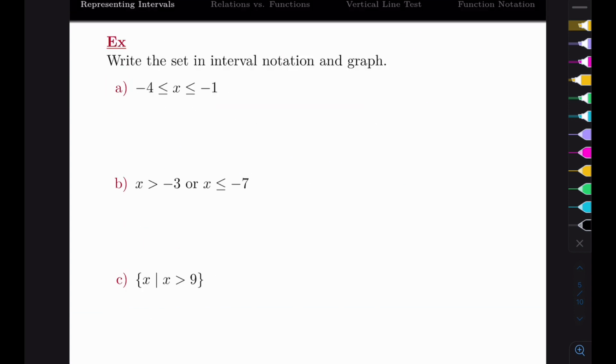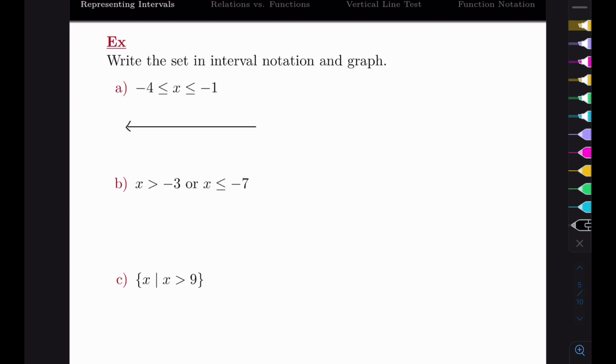So let's get some practice. We want to write this in interval notation, and we also want to graph it. Really, graphing it is going to be super helpful for you to be able to write it in interval notation. So I'm actually going to do that part first for all of these.